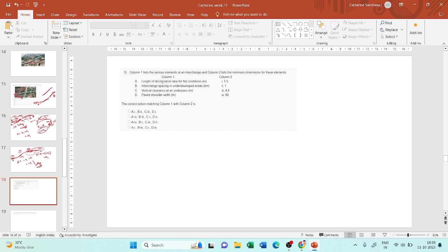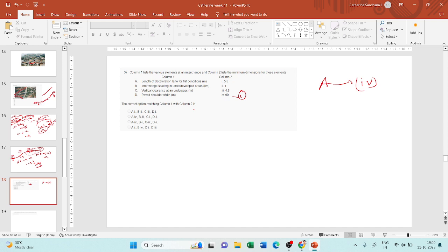Length of the deceleration lane for flat conditions. We already saw what a deceleration lane is. So the length of the deceleration lane has to be 90 meters. Okay, this is in flat conditions.